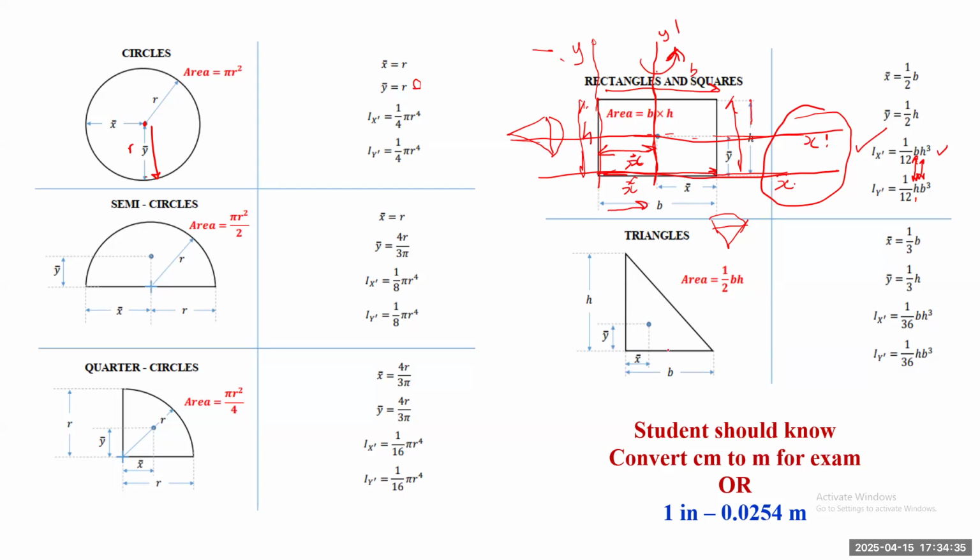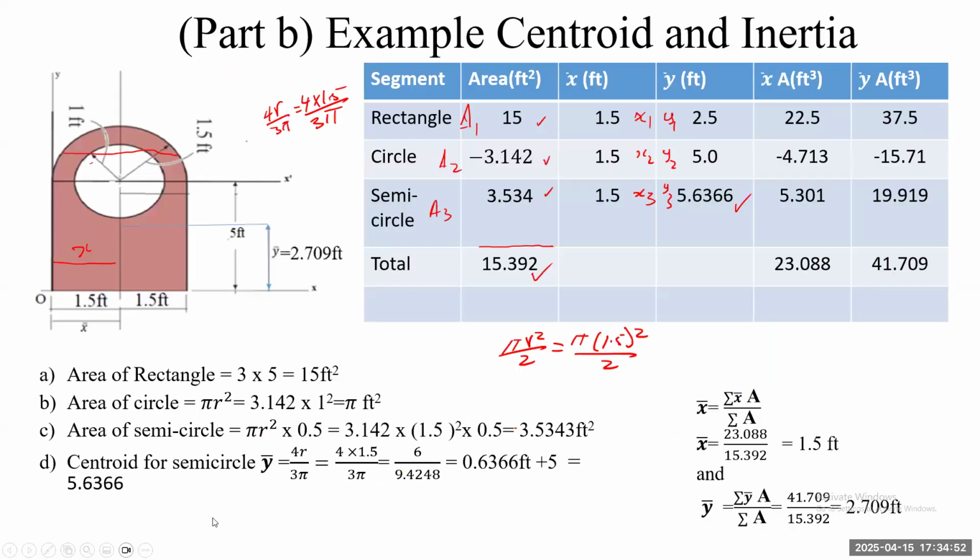So for example, let's say that you don't get a conversion like that. You need to remember these basic conversions, guys. Just in case you don't get that, for the quarter circle, this is what you use. So let's jump back to our problem.